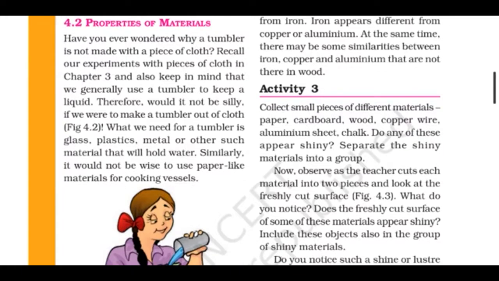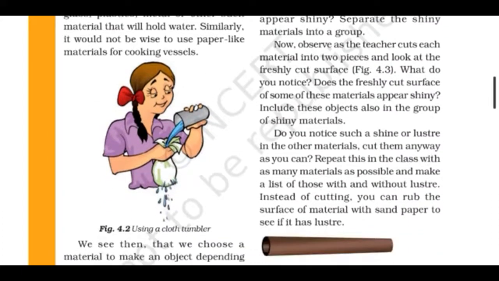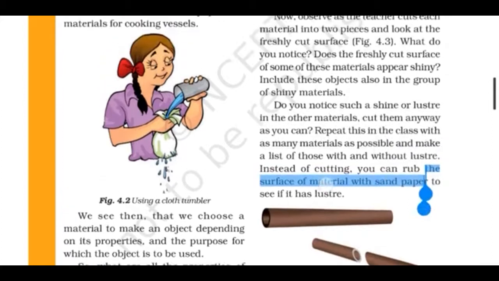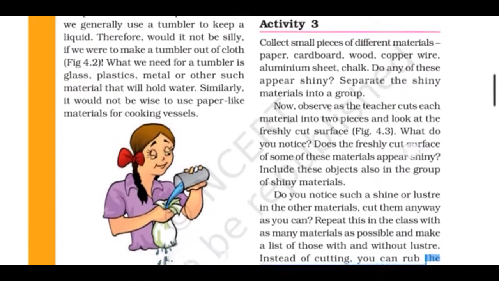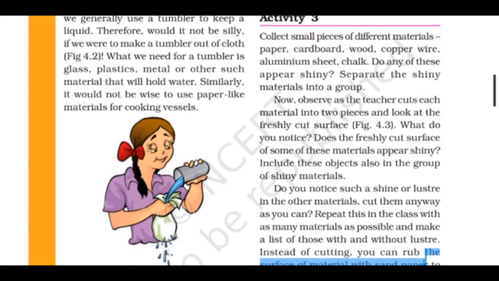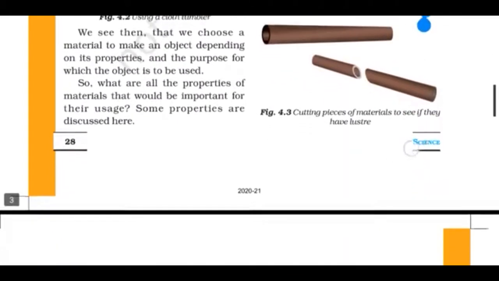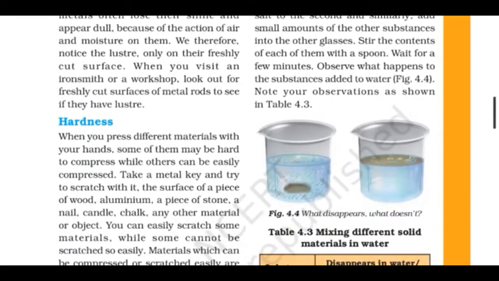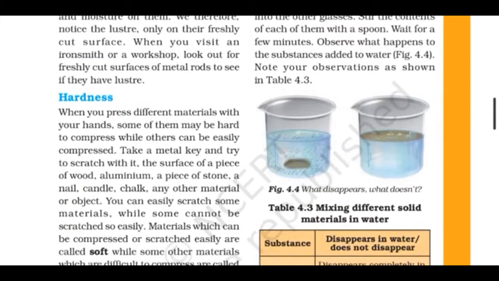Like metals and non-metals, that is also one type of property that we want to take into consideration. Appearance is how it looks, whether it's shiny or not shiny. That is luster or no luster, right? That is also we want to take into consideration. Appearance. Then activities are also mentioned. Collect some materials which have different types of appearance, and separate the things depending upon the shiny materials in that group. So this is one of the activities, just do it yourself. And hardness, right? When you press different materials with your hands, some of them may be hard to compress while the others can be easily compressed.